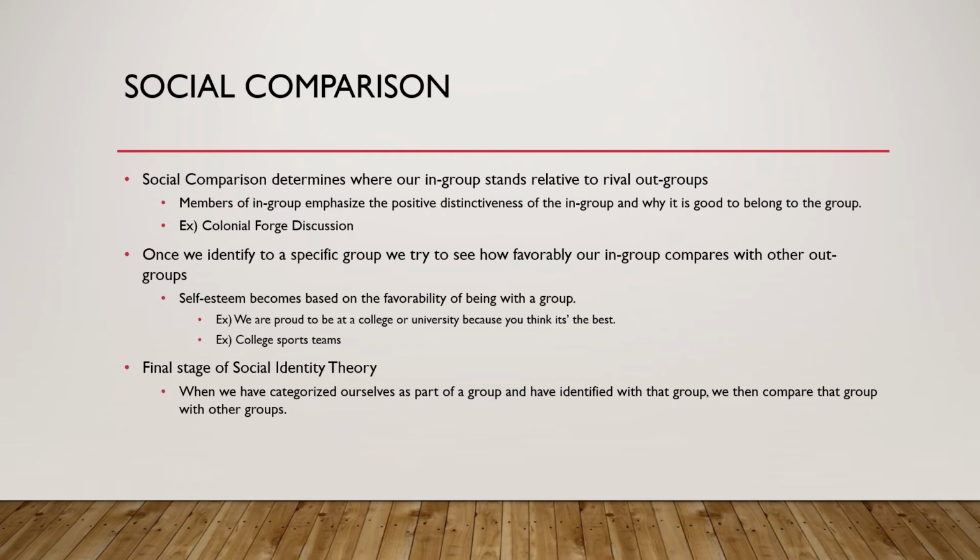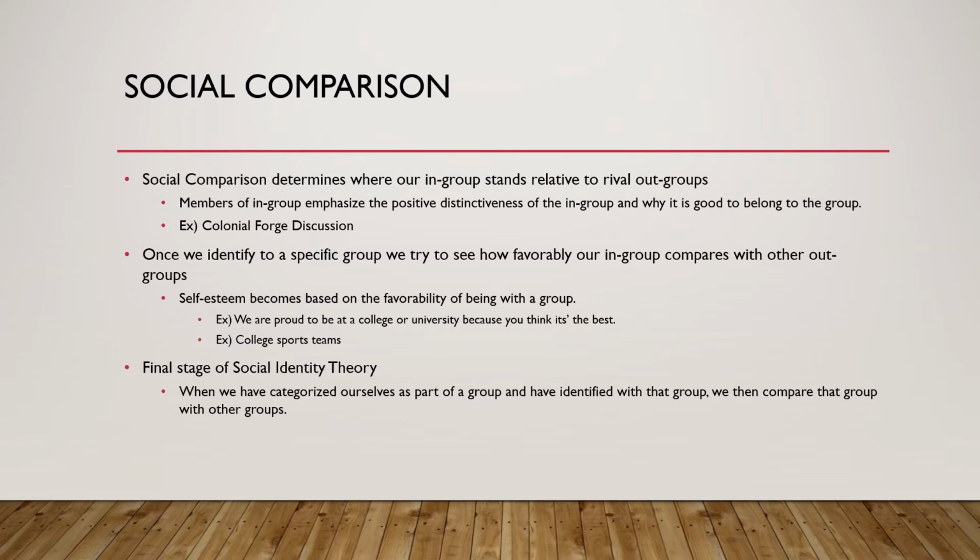So the third stage of the social identity theory is social comparison. And this determines where our in-group stands relative to those out-groups, right? So you've categorized yourselves along common lines in social categorization. You've started to conform to the norms and behaviors of your particular group, but you haven't really compared yourselves to how you differ from other groups, right? And so like we did with the Colonial Forge discussion, we often emphasize the positive distinctiveness of your own particular in-group and why it is a good place to belong to, and why it is good to belong to this particular group.